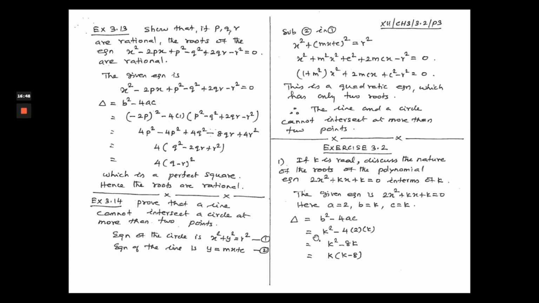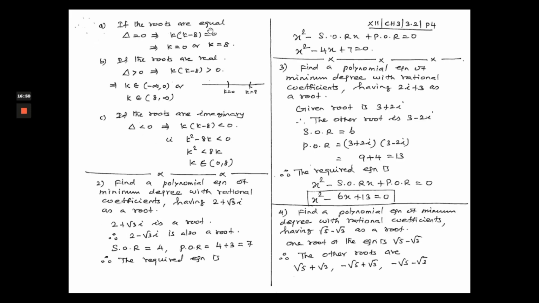Now look, if the roots are equal, then delta is equal to 0. Delta equal to 0 means k into (k minus 8) is equal to 0. That means either k is equal to 0 or k minus 8 is equal to 0. That means k is equal to 8. k can be 0 or k can be 8. Right, okay. This is the first case.